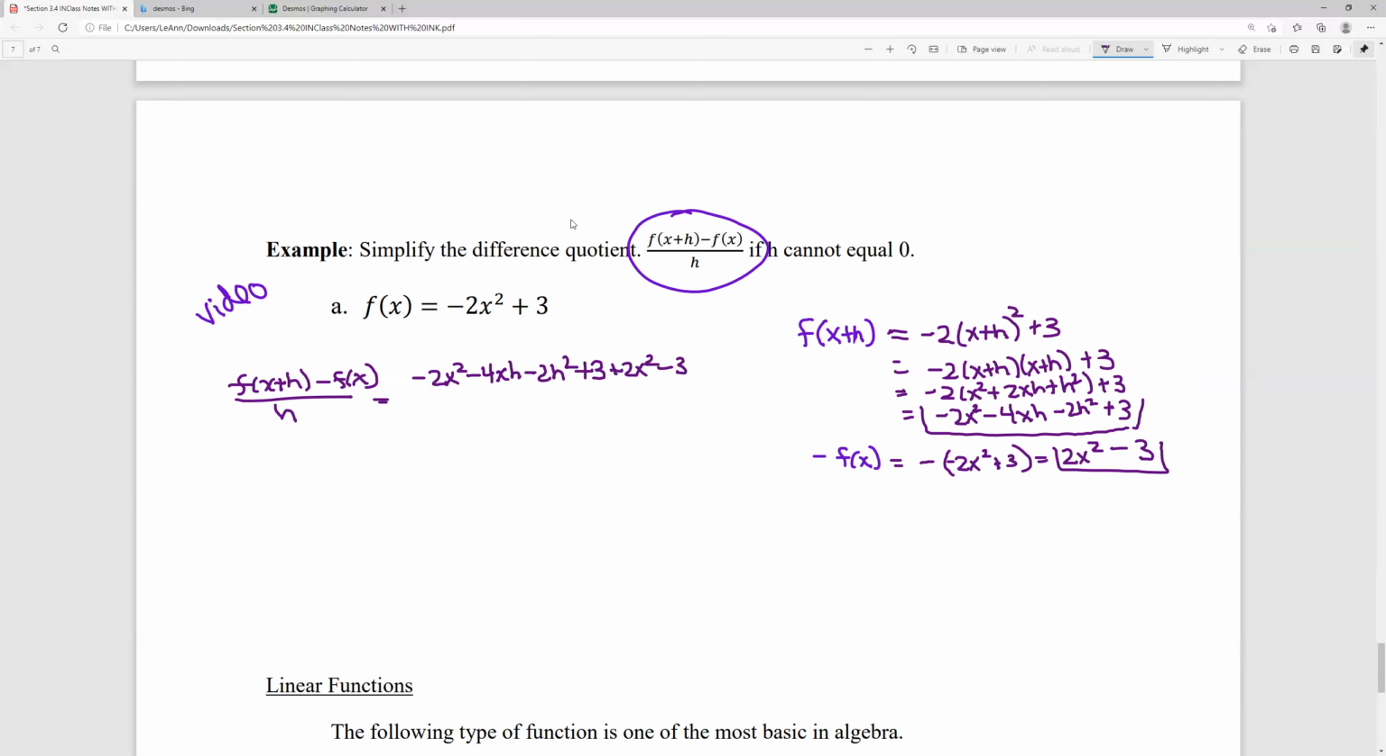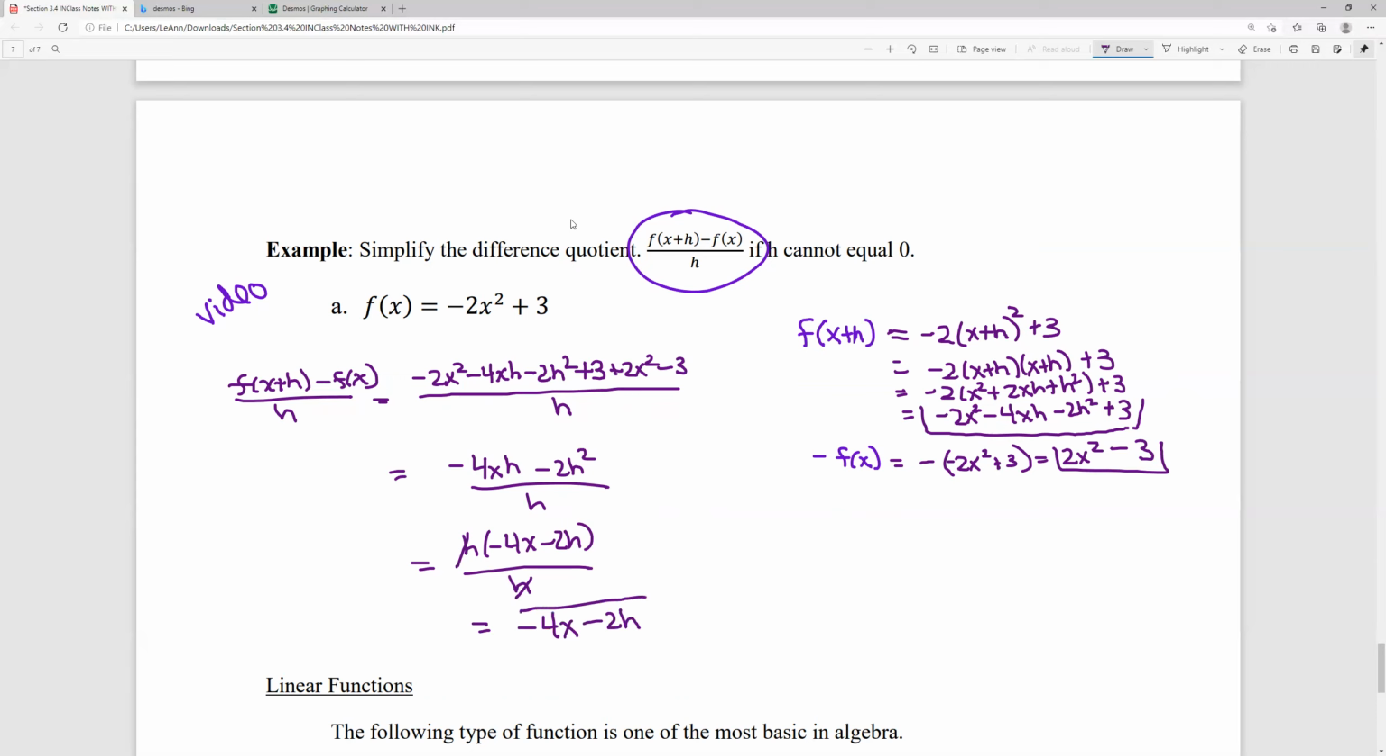Remember, the subtraction symbol was done in the function evaluation. We did that with that. And then we have some cancellations on top, the x squareds, 2x squared and negative 2x squared, and the 3 and negative 3. So on top, we're just left with negative 4xh minus 2h squared all over h. We can factor an h out of the top. So we can cancel that h in the bottom. So our final answer is negative 4x minus 2h.